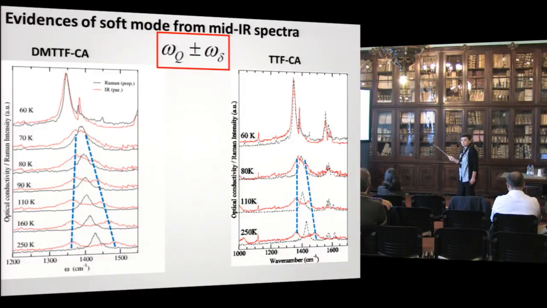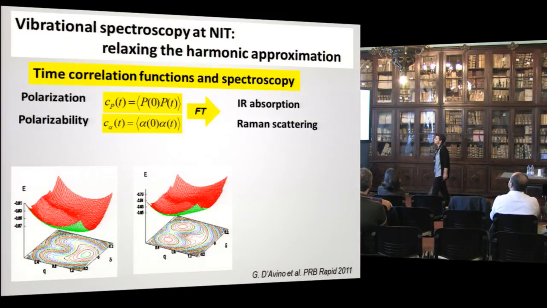Combination bands are a signature of strong anharmonicity. Can I calculate these spectra? How can I calculate these combination bands? If I want to do some vibrational spectroscopy, fully relaxing the harmonic approximation, this strategy could be time correlation functions. So everyone knows that infrared absorption and non-resonant Raman scattering can be calculated from the Fourier transform of the correlation functions of the dipole moment and the polarizability.